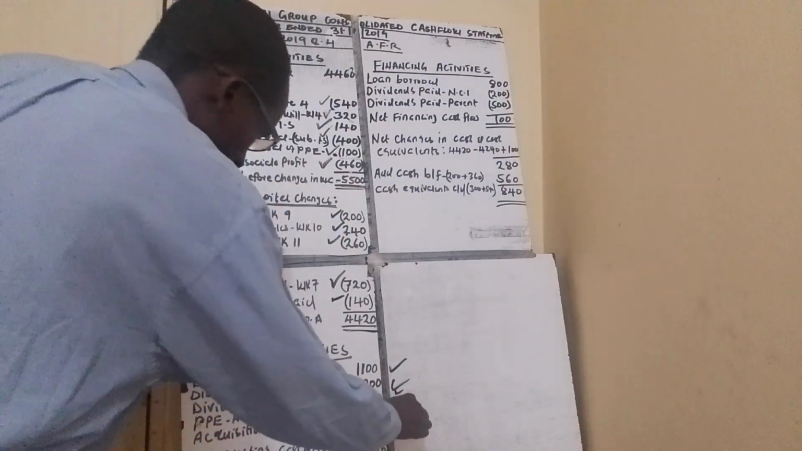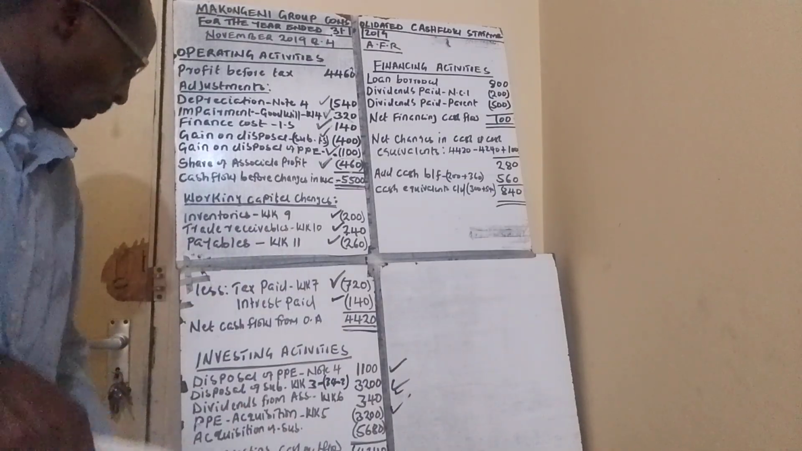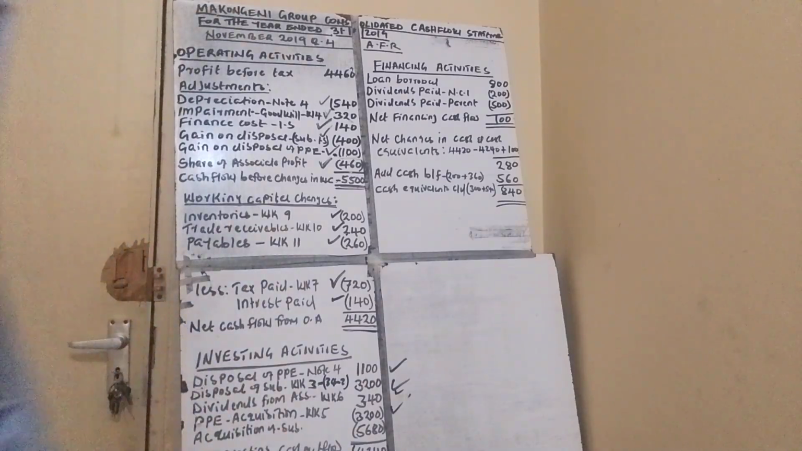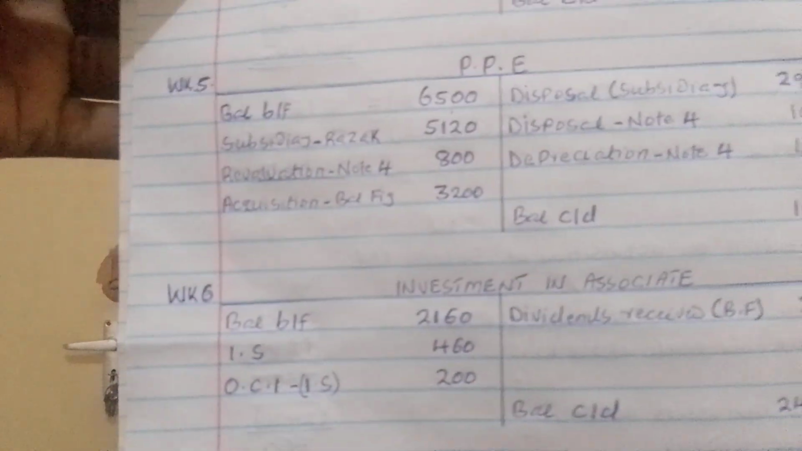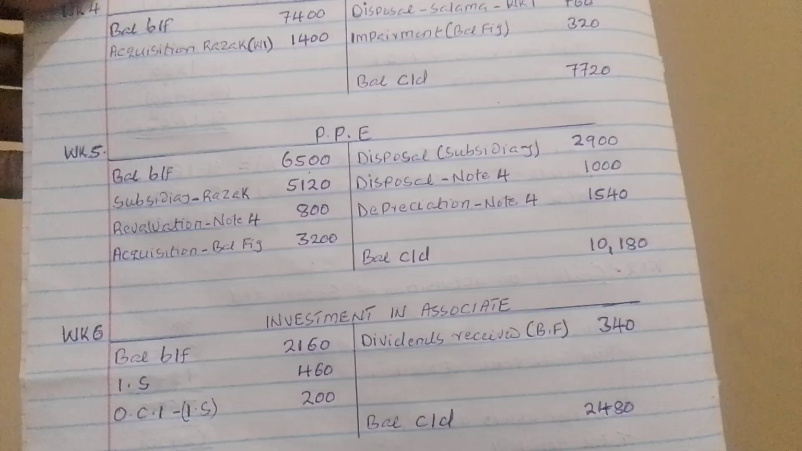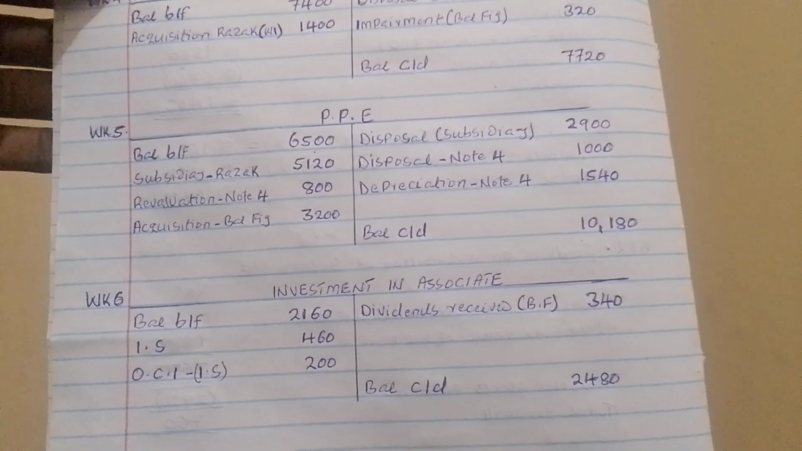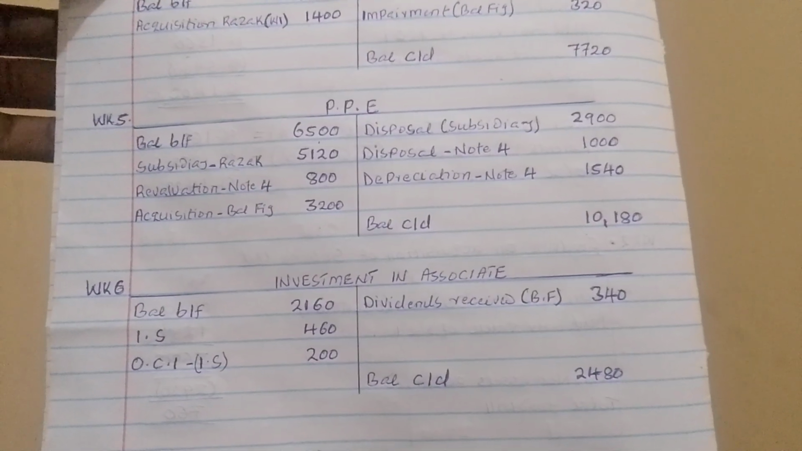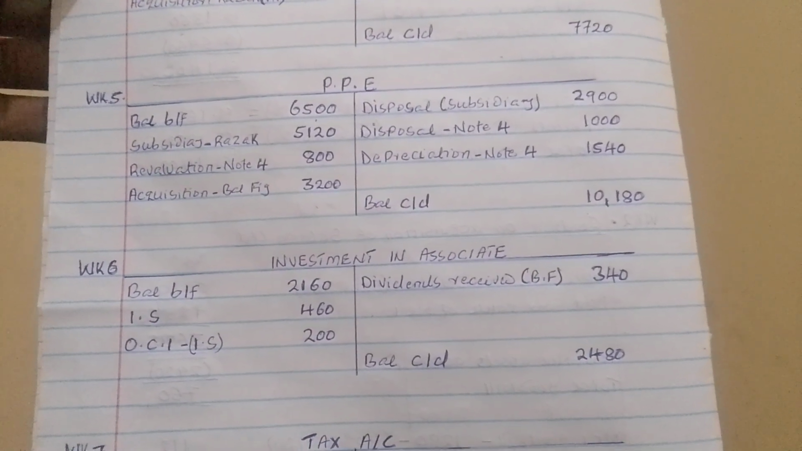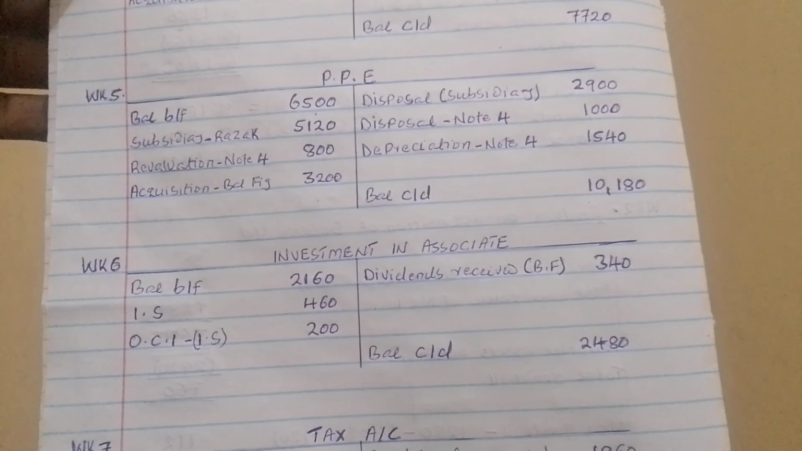Then PPE acquired. I don't move faster because the rest is simple. PPE, the account for PPE, you bring down the balances accordingly. That is working number 5. The balances are given in the statement of financial position. So look at the PPE, balance brought forward from the question, and the balance carried down. Those are given. When we acquired Razaka, there was PPE of 5120. It increases our value. Revaluation gain 800.